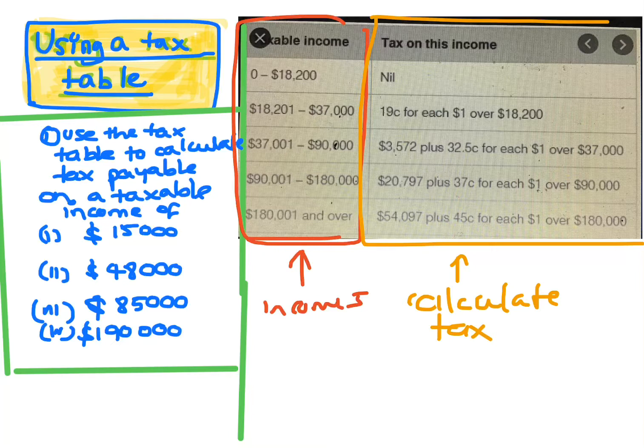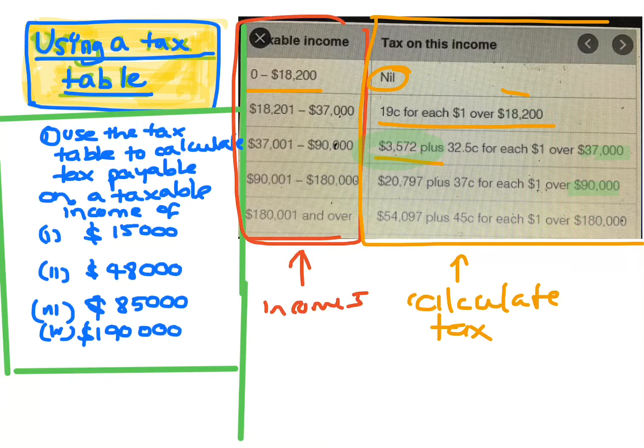Now, when you're reading this, like the first one, if it's between 0 and 18,200, you earn nil, so nothing. You don't have to pay any tax. When you get to the next one, it's 19 cents for every dollar over 18,200. So the first thing you're going to do is take the 18,200 away, and then you're going to be charged 19 cents per dollar. When you start getting to the next ones, you have a fixed amount at the start, right? And then you get charged so many cents for every dollar over a certain amount, and that's the amount at the end.